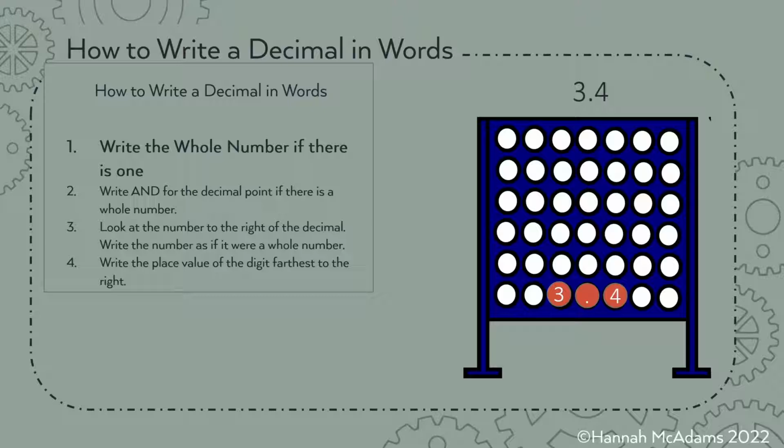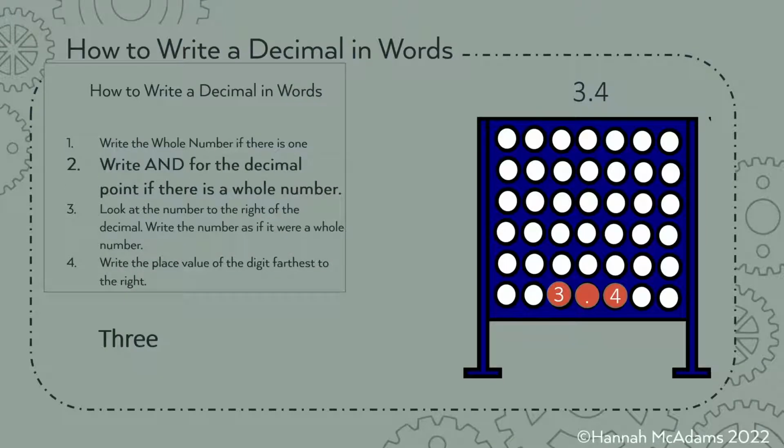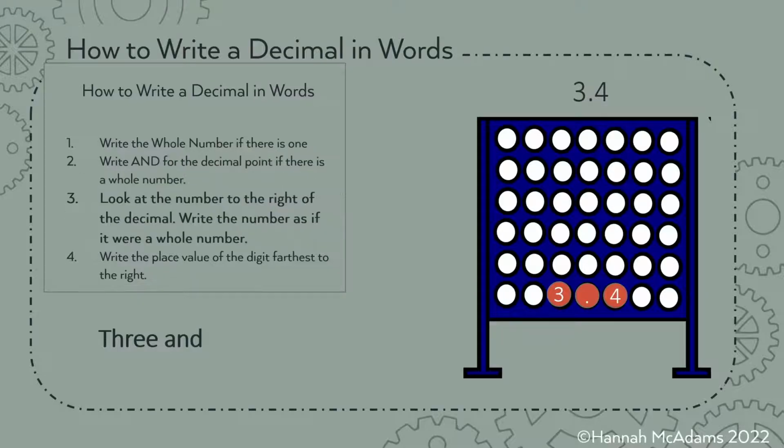Write the whole number if there is one. There is a whole number. It's the whole number 3, so you're going to write that in words, THREE. Because there's a whole number, the second step goes with it. You're going to write "and" to represent the decimal point. And, okay? Then look at the number to the right of the decimal. Write the number as if it were a whole number.